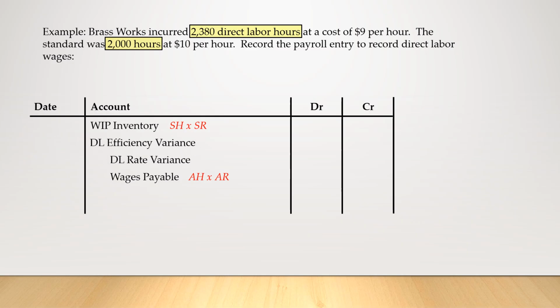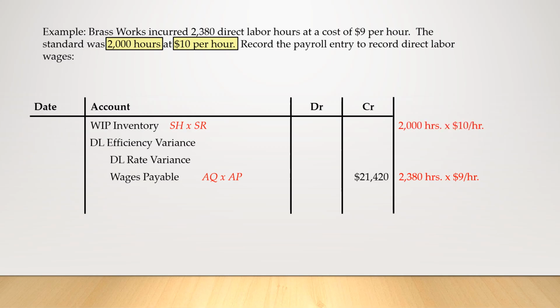Now we can start recording the amounts. The actual hours times the actual rate is 2,380 hours times $9 an hour, or $21,420. The standard hours times the standard rate is 2,000 hours times $10 an hour, or $20,000. How do we calculate the amounts for our variances? One way is to recall their formulas, but if you're having difficulty doing so, you can do the following.